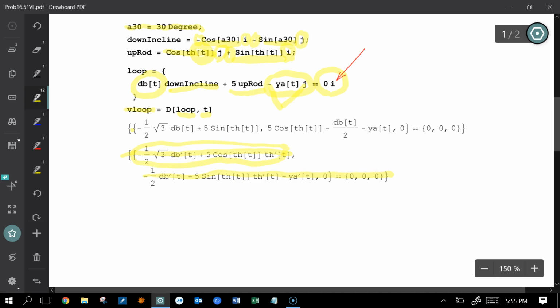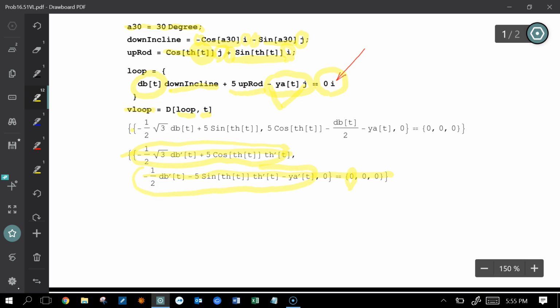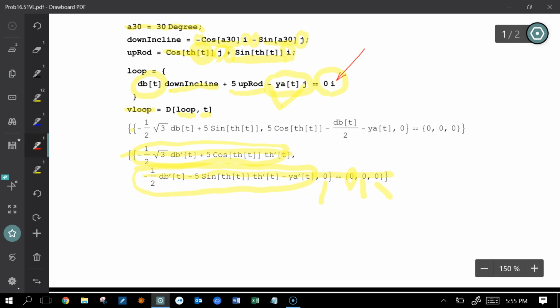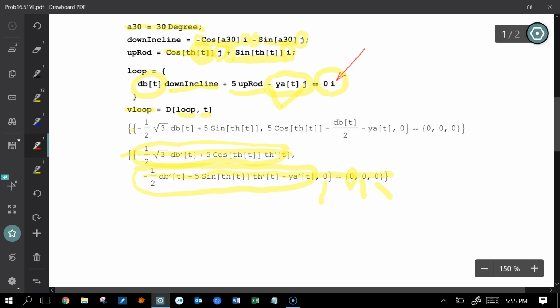That's the i, and it equals 0. And then the j is the second piece right here, and it's also equal to 0. And then the k is 0 and 0. Okay, so you have two equations. The unknowns in here are dB dot and theta dot. So there's two unknowns and two equations.